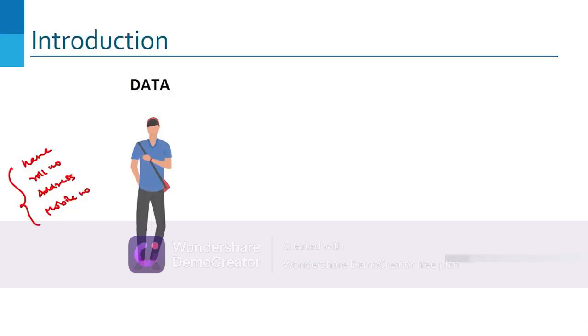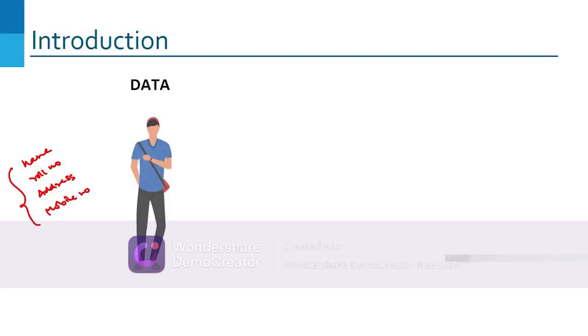Now, why am I telling you what is data? Because there's a lot of difference between data and database, correct? So first of all, we need to understand the difference between data and database. Data is something which is very particular about one person or one particular individual.